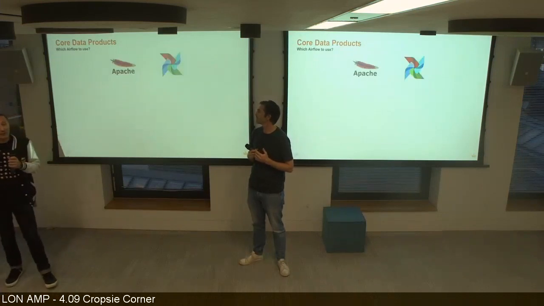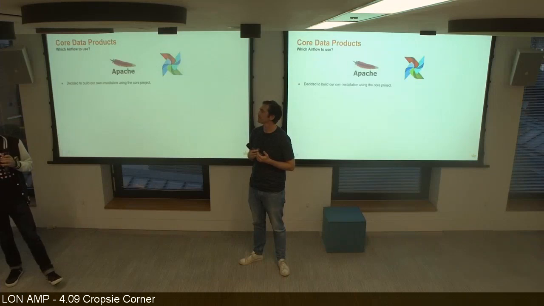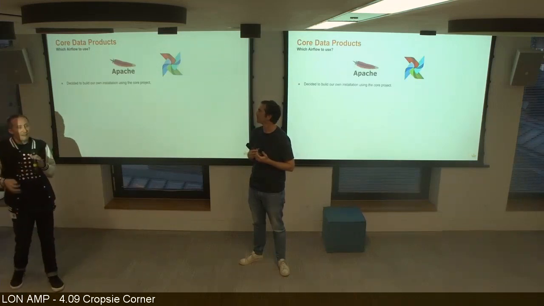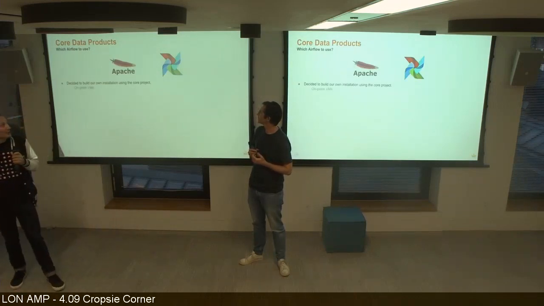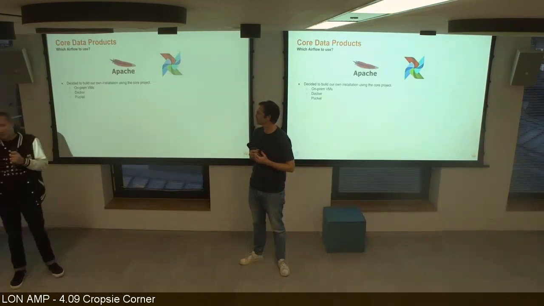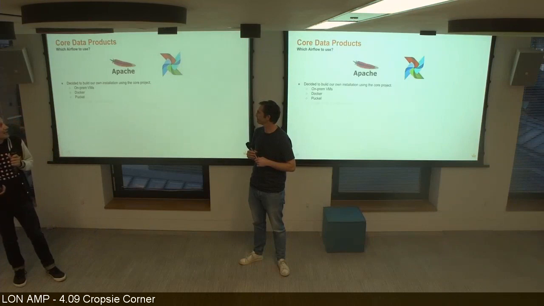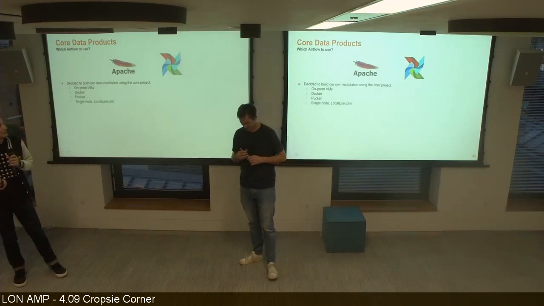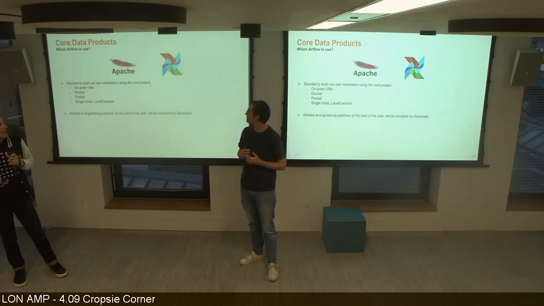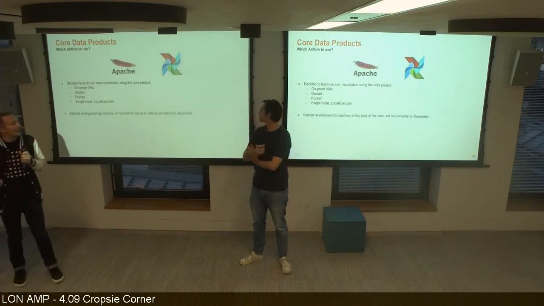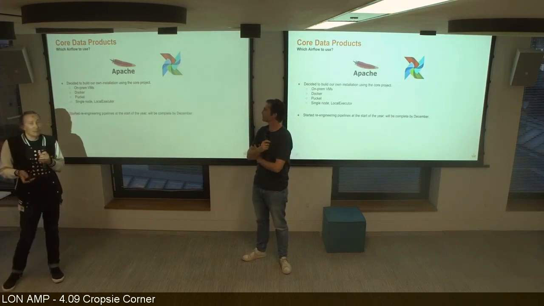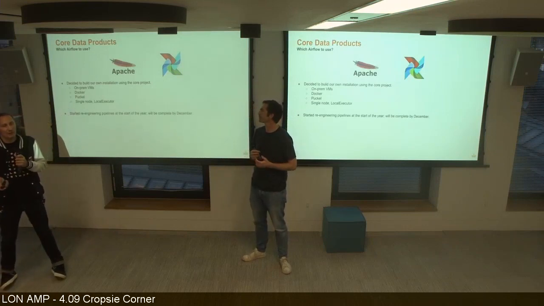So basically, what did that mean? It meant that we decided to build our own installation of Airflow off of the core project. We're just going to use on-prem VMs, put it all inside Docker, and use the Puckel repository as a way of getting a kickstart there. It's only running a single node local executor at this point in time. We started re-engineering all these pipelines around the start of the year, and will probably be complete by the end of December, hopefully sooner.